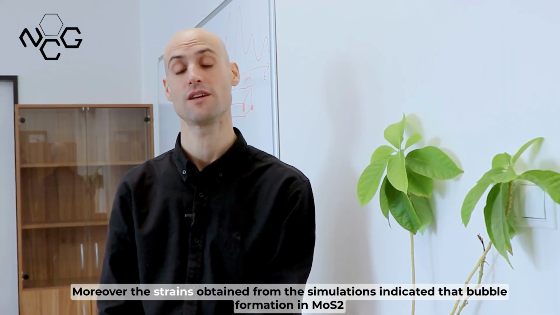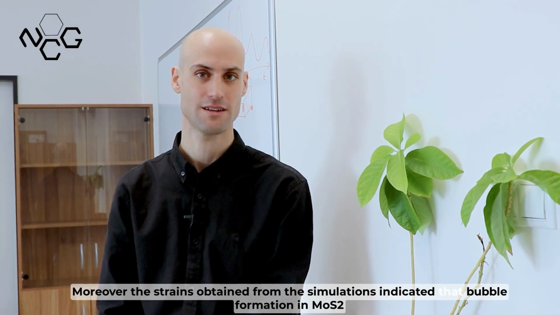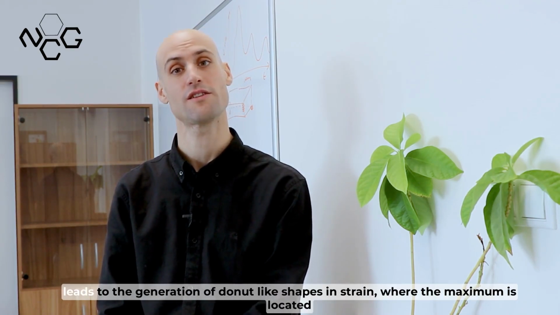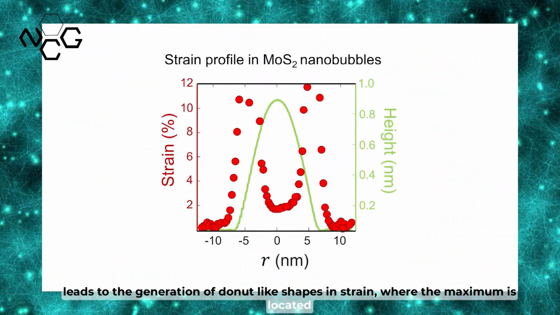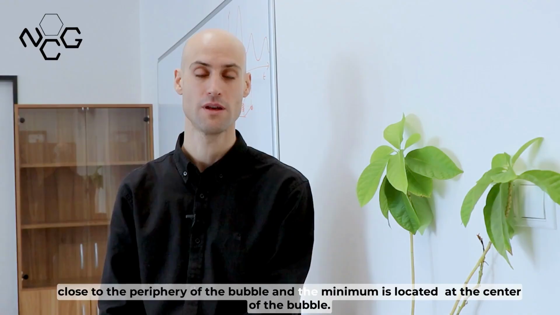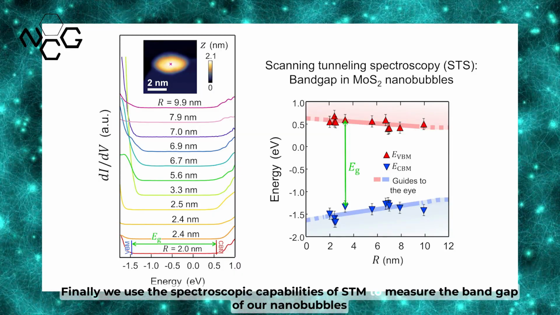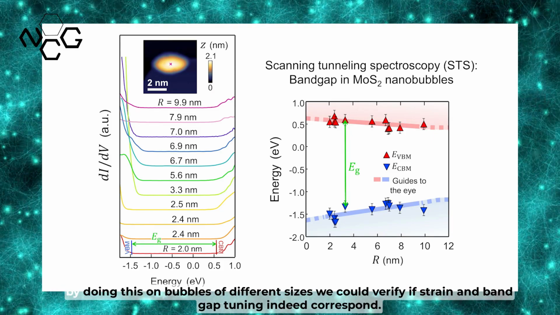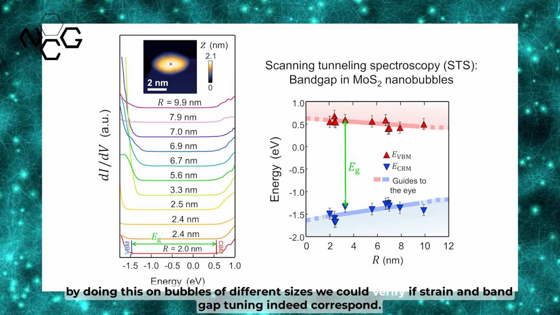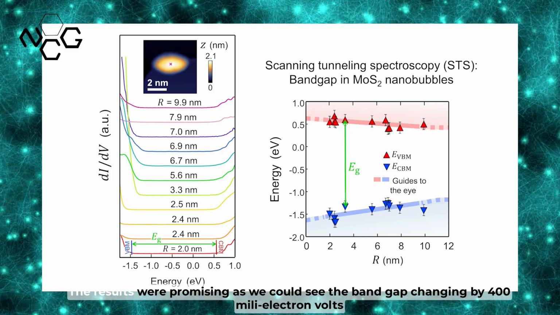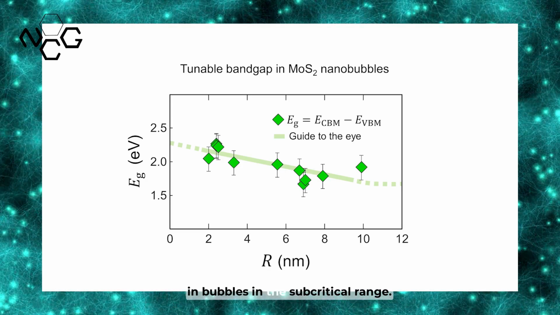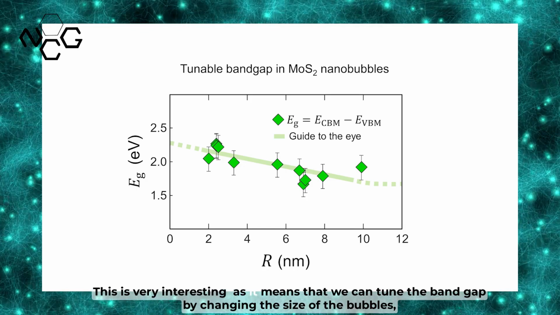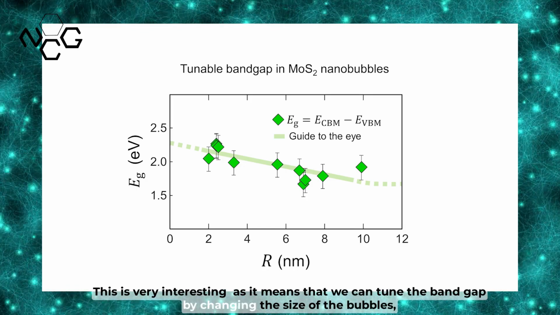Moreover, the strains obtained from the simulations indicated that bubble formation in MoS2 leads to the generation of donut-like shapes in strain, where the maximum is located close to the periphery of the bubble and the minimum is located at the center of the bubble. Finally, we used the spectroscopic capabilities of STM to measure the bandgap of our nanobubbles. By doing this on bubbles of different sizes, we could verify if strain and bandgap tuning indeed correspond. The results were promising, as we could see the bandgap changing by 400 millielectronvolts in bubbles in the subcritical range. This is very interesting, as it means that we can tune the bandgap by changing the size of the bubbles.